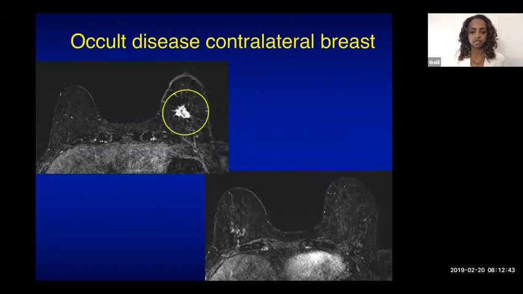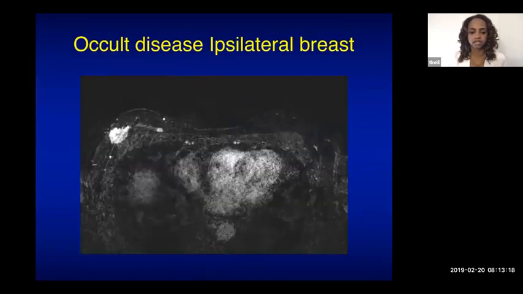MRI can also be used to screen the contralateral breast in newly diagnosed breast cancer. Here's an example of a patient with known left-sided breast cancer. Here you can see an irregular spiculated enhancing mass, really suspicious. There's a biopsy clip in the middle. So this patient had known cancer on the left side, but then we obtained the MRI, and then again you see another abnormal non-mass enhancement on the contralateral side, which was not detected on ultrasound or mammography. So again, MRI is important for detecting occult contralateral disease in about 3 to 5% of the cases.